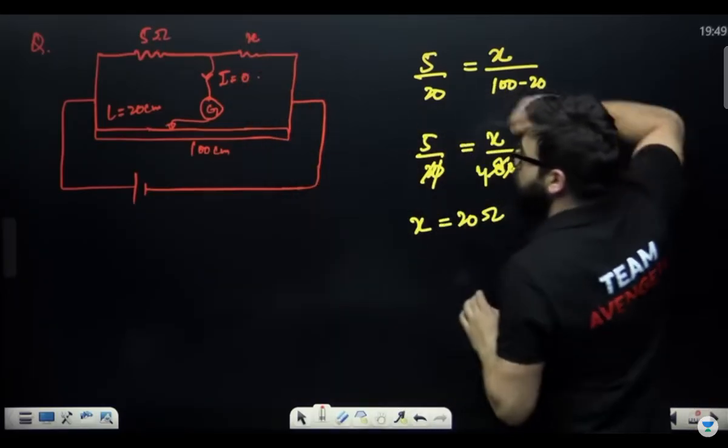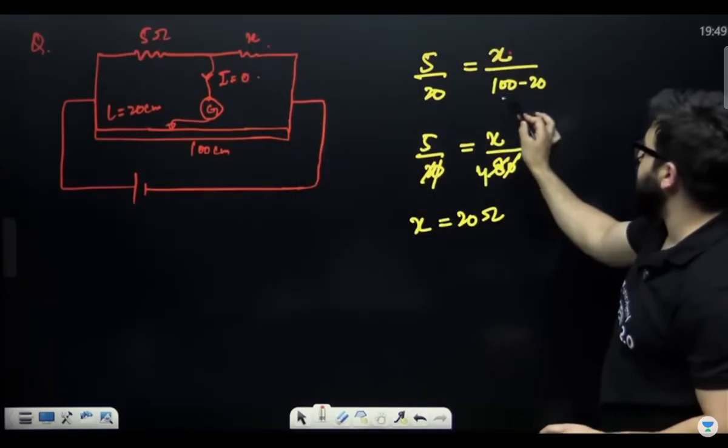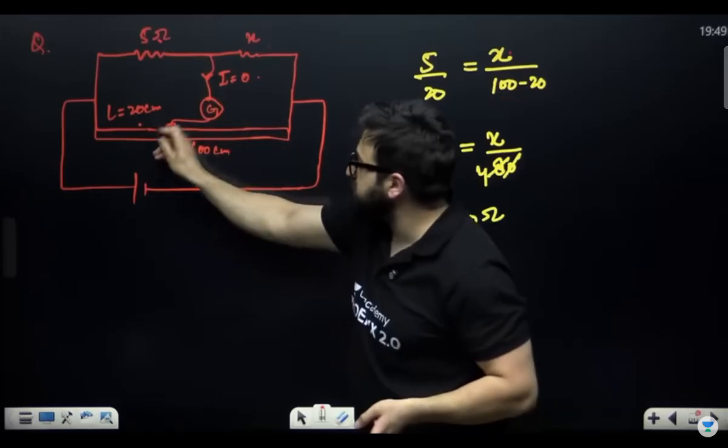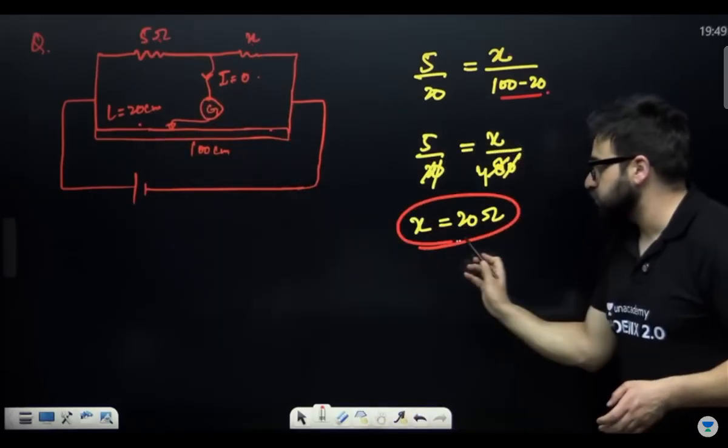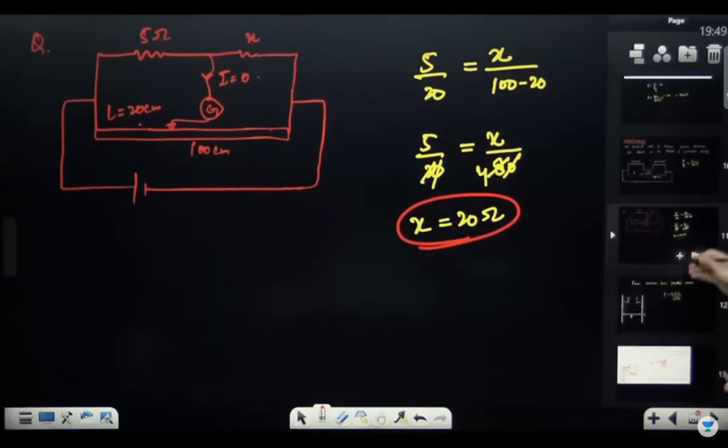Then upon this, X divided by 100 minus 20. This divided by this will be equal to this divided by this. So from this you can solve, you'll get the value of X is equal to 20 ohms. This is the concept of meter bridge.